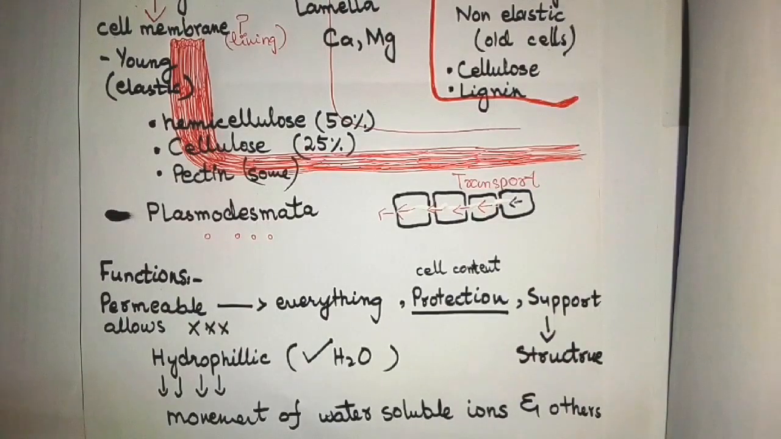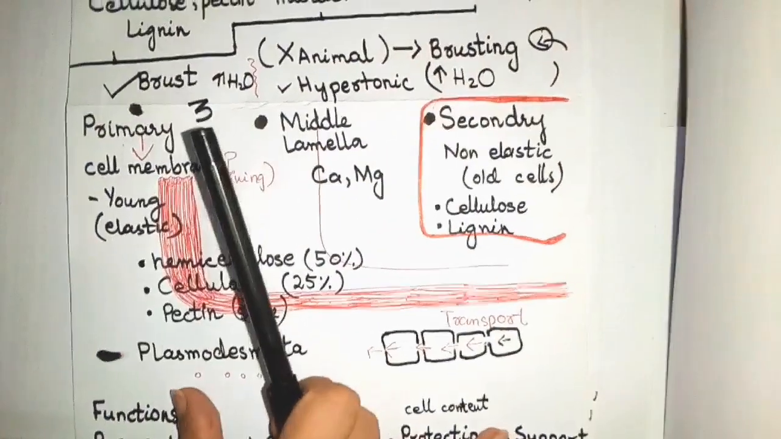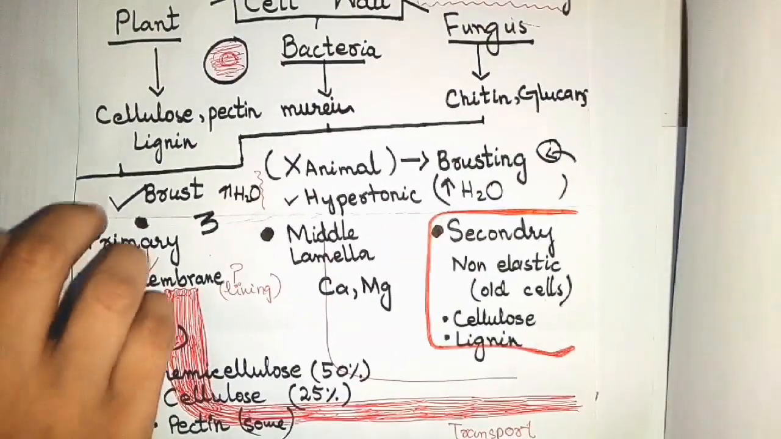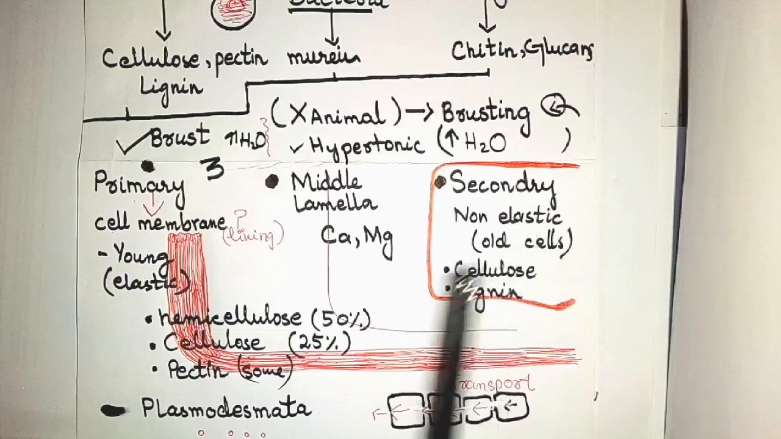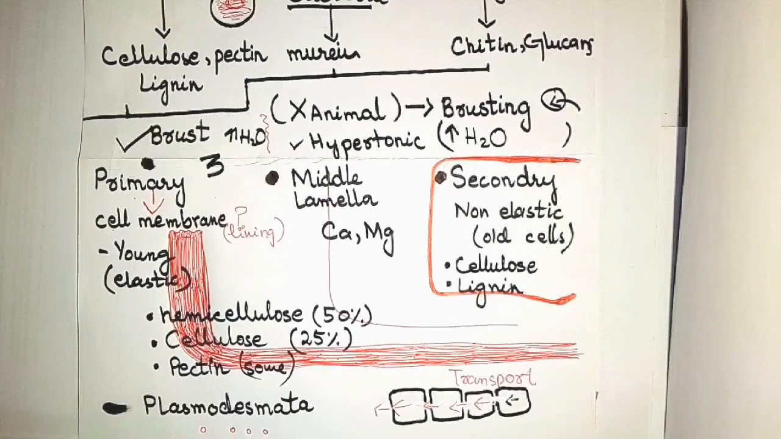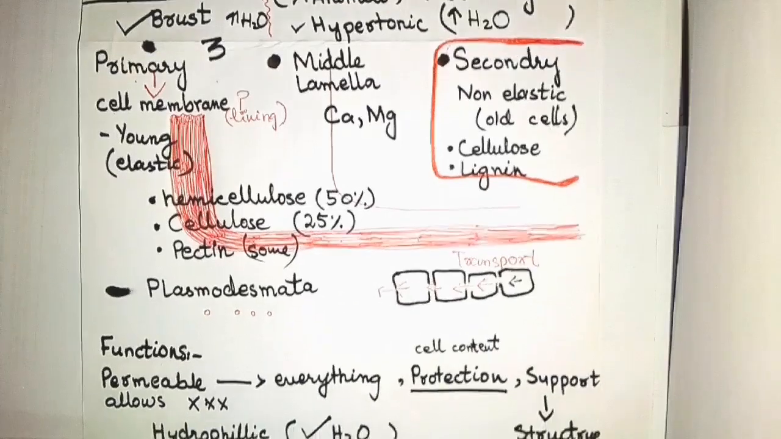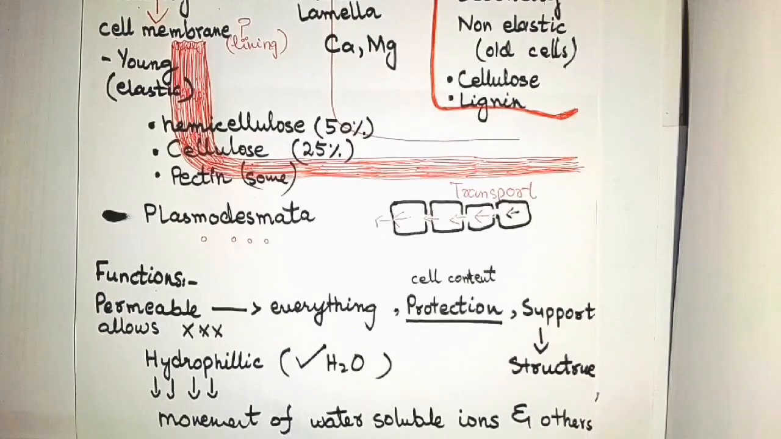Coming to the summary of the video, the cell wall is an important component of living organisms: plants, bacteria, and fungi. We discussed the primary wall, the middle lamella, and the secondary wall. That is all about the structural composition of the cell wall. Then we discussed plasmodesmata, and we ended our lecture on functions. Thank you so much.